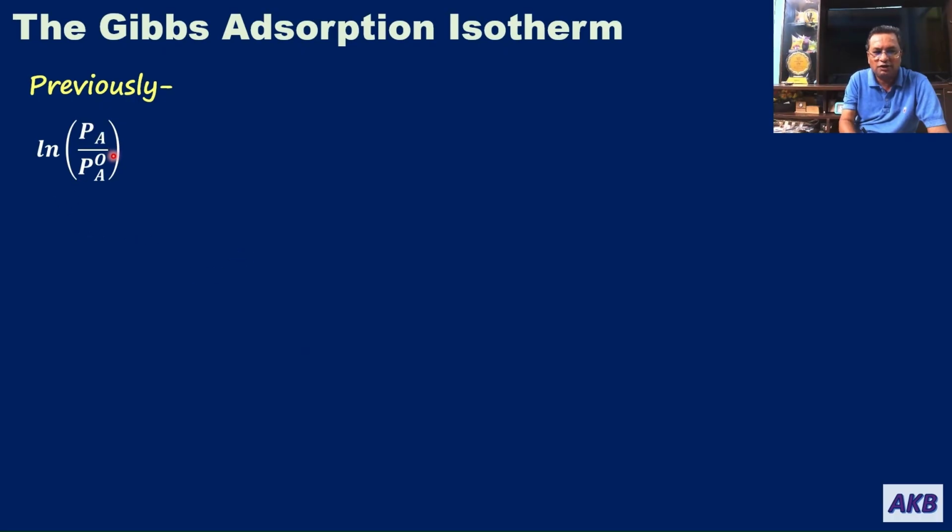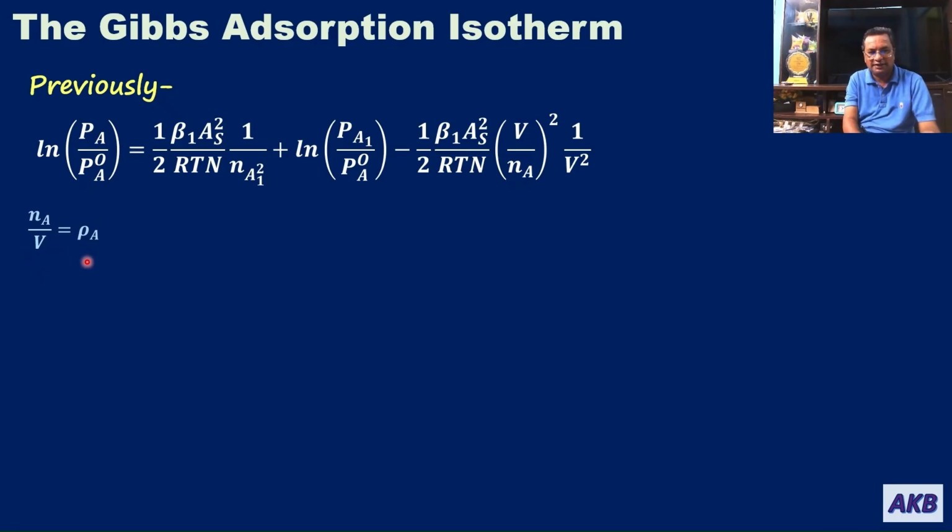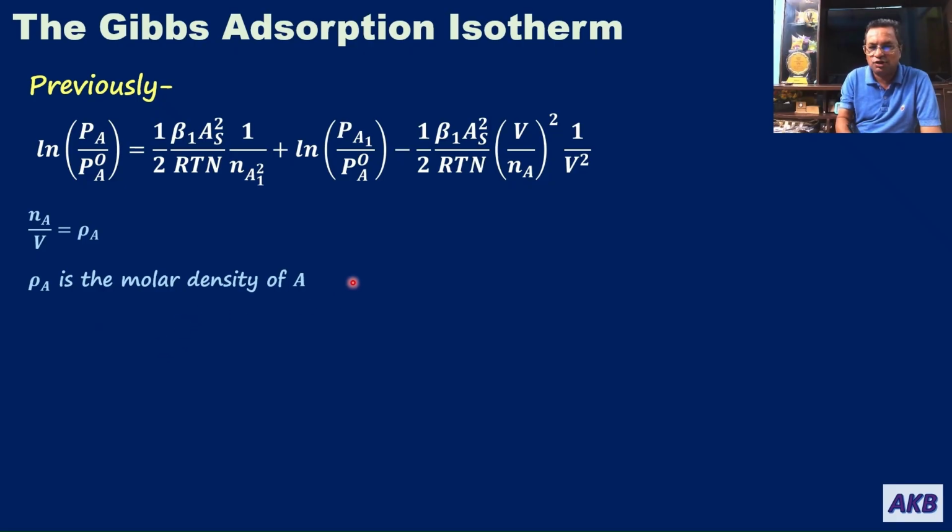So previously we got ln of Pa upon Pa naught is equal to 1 by 2 beta 1 A square upon RTN into 1 upon Na1 square plus ln of Pa1 upon Pa naught minus 1 by 2 beta 1 A square upon RTN into V upon Na square into 1 by V squared. Now in this case, Na upon V is moles per unit volume, so that is nothing but molar density. I'm going to denote that by rho A. Rho A is the molar density. So next job is I will replace this term, V upon Na square, so it will be 1 upon rho A square.